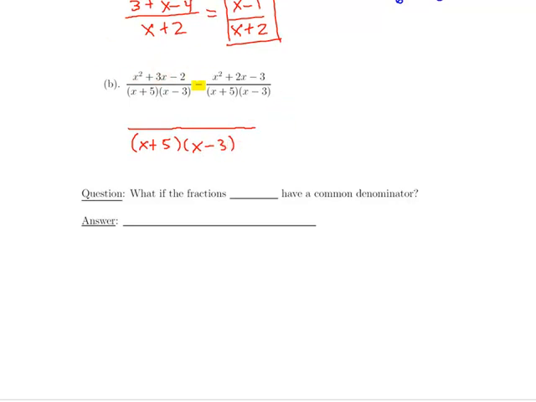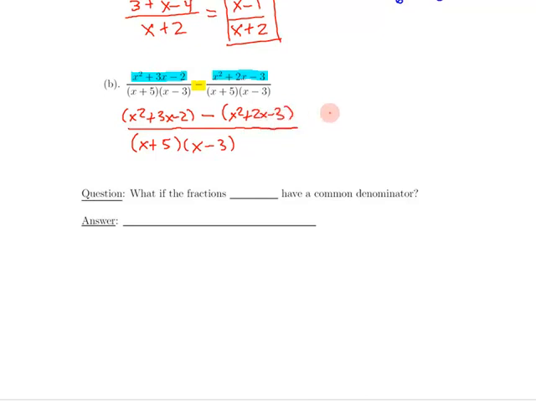Now here's the thing to remember. I am subtracting this whole numerator minus this whole numerator, which means I have to be careful. If I'm going to subtract the whole thing, I actually have to subtract every single term. It looks like this. I'll have an x squared plus 3x minus 2 minus x squared plus 2x minus 3.